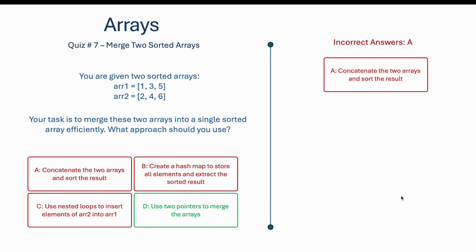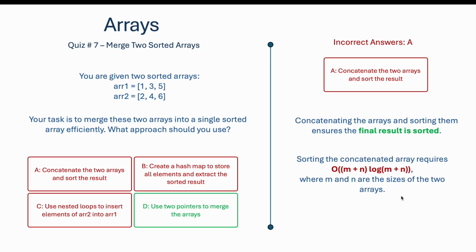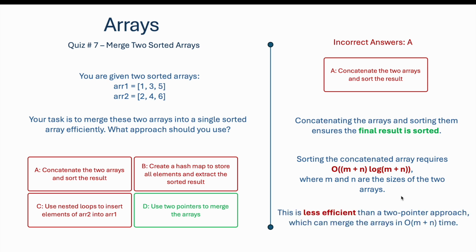Let's see why option A is incorrect. Concatenate the two arrays and sort the result. Concatenating the arrays and sorting them ensures the final result is sorted. This is a probable solution, but it's not as efficient as the previous one. It takes order of n plus n log n plus n. This is for the sorting. This is less efficient than the two-pointer approach.